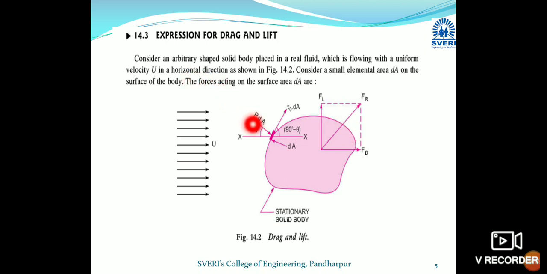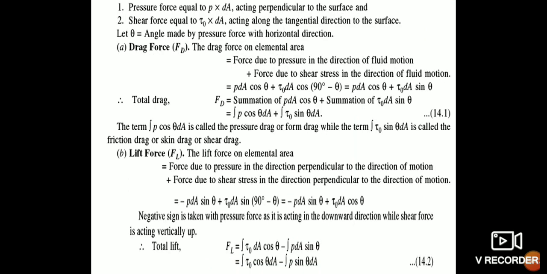PdA cos theta is in the direction of motion, and the other is PdA sin theta, in the perpendicular direction. Likewise, we can resolve tau dA: tau dA cos(90 minus theta) in the direction of motion, and tau dA sin(90 minus theta) in the perpendicular direction. So this way we are now going for this.